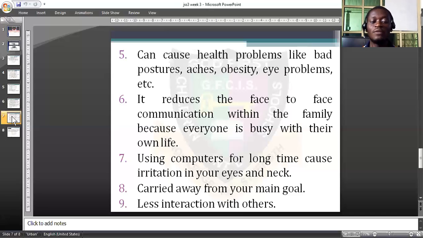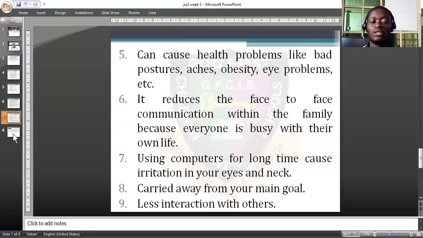Number eight is carrying you away from your main goal. Computer always diverts your attention because you don't know what to do. It carries you away from your attention. Then nine, less interaction with others. It makes you give the other party lesser interaction. You may not have time for them because you are addicted to your computer, addicted to your phone, addicted to your laptop, addicted to your TV.